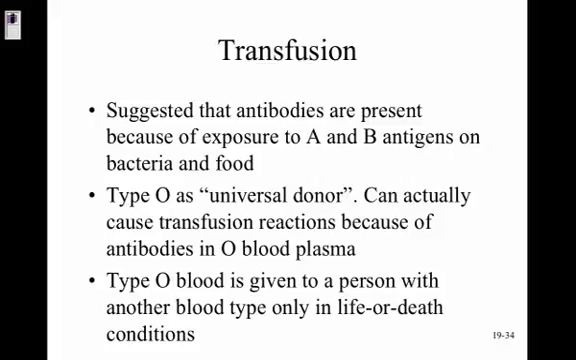Type O is called the universal donor, but you can cause a transfusion reaction because of the antibodies. So you just have a higher risk than just getting the correct type of blood. So type O blood is given to a person with another blood type only in life or death conditions where they absolutely need a transfusion and there is no blood in their type available.